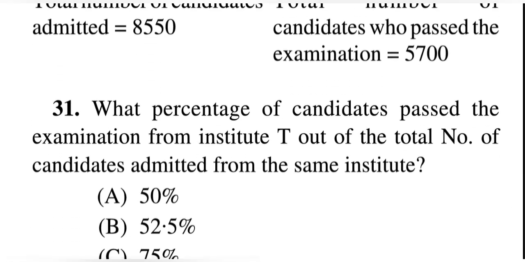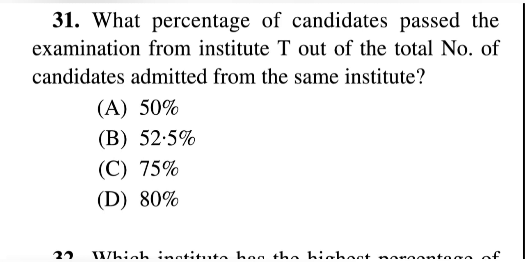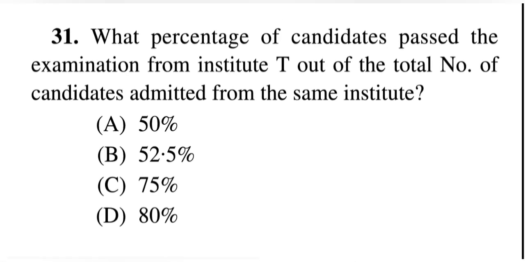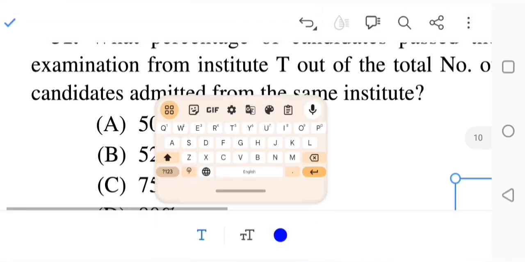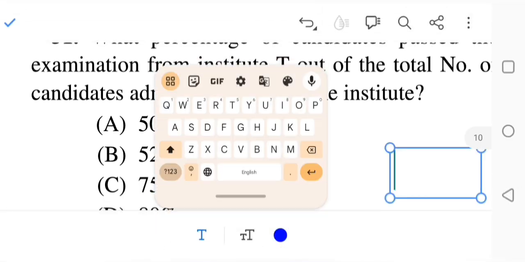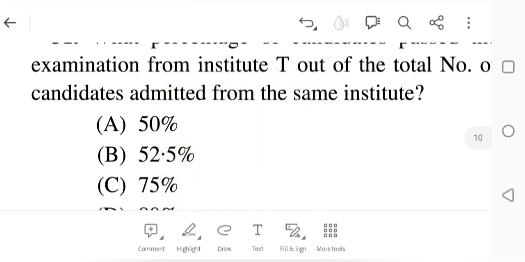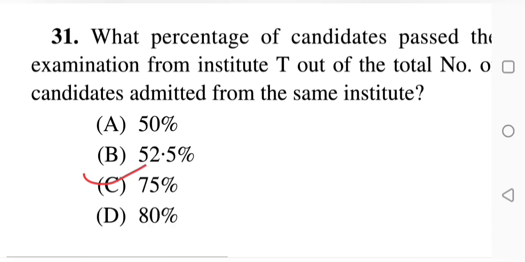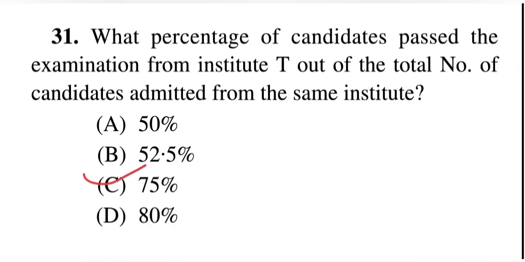Now we have to find out what percentage of candidates passed the examination from institute T out of the total number of candidates admitted from the same institute. The correct answer will be C, that is 75. How? You have to solve it, then only you will get to know. 75%. That was 31. Let's go to 32.